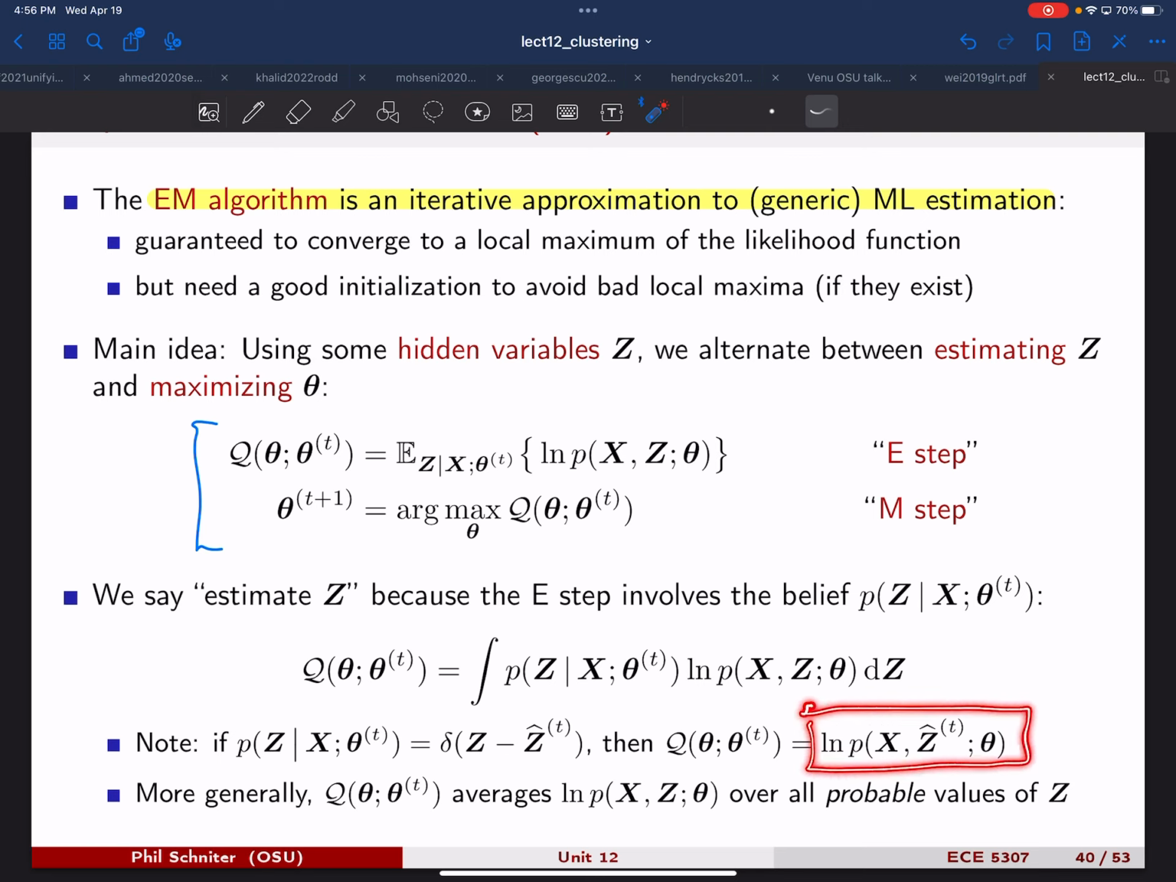Okay, so now we can sort of make sense. What is this Q thing in that special case? It's just the log likelihood of x, but evaluated at your current guess of your hidden variables. So if that was the case, you would then be saying, okay, my next job, given that, is just to find the theta that maximizes my log likelihood of x, given my current guess of my hidden variables. Okay, so I think that kind of makes sense.